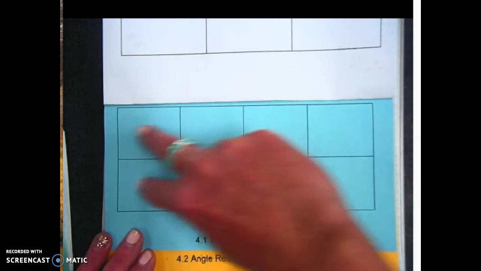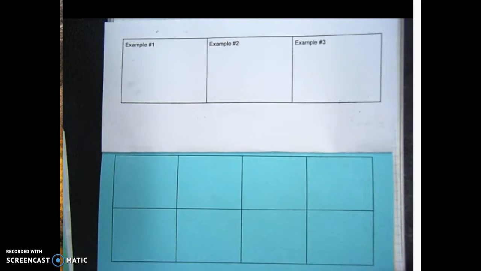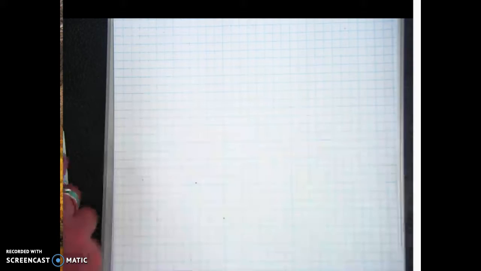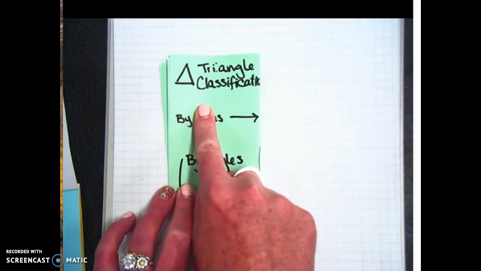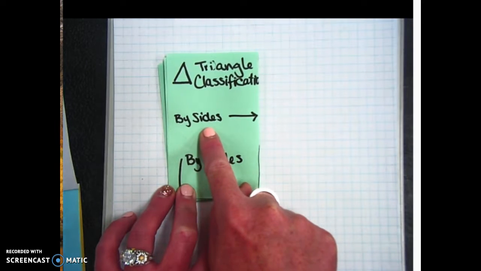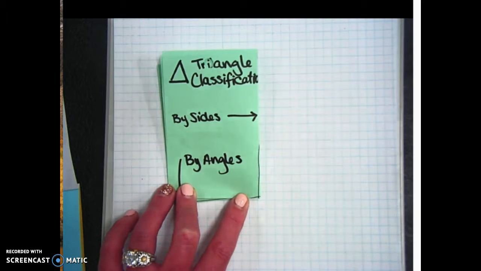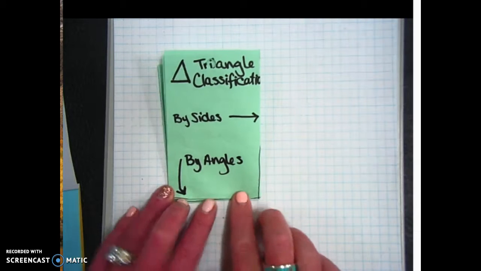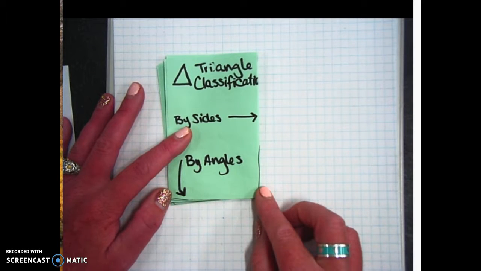We're going to fill in these 8 boxes first, and then we're going to do 3 examples up top. But we're going to fill in these 4 boxes with triangle classification. So there are 2 ways to classify triangles. So in the first box, in the upper left, you're going to write triangle classification, and across the top, we're going to classify triangles by their sides. So write by sides and then draw an arrow pointing to the right, because there are 3 ways to classify triangles by their sides. We're going to do that across the top of those three more boxes.